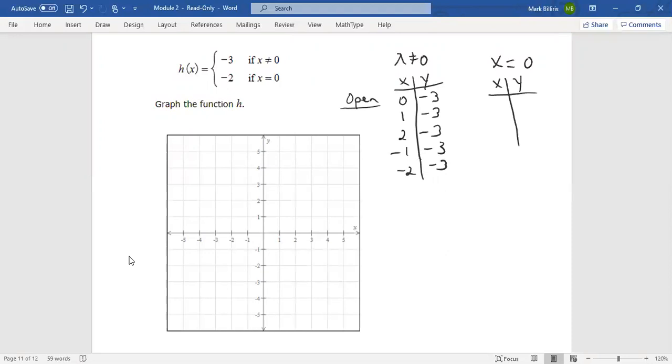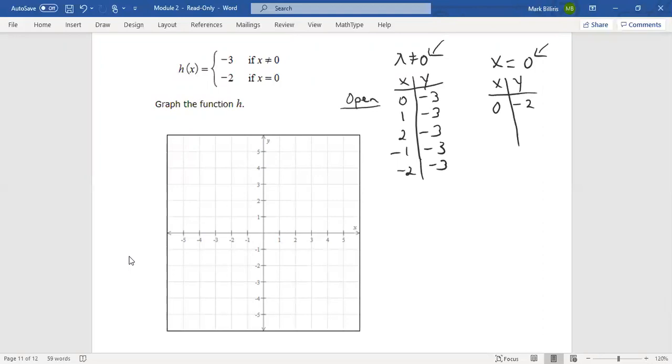So again, remember, in these tables, I always use that point as my starting point. It's solid if it's included, and it's open if it's not. So in this case, I use 0. So if x equals 0, my answer is -2. I don't need to do any other points because that's all it is. If x is 0, y is -2.